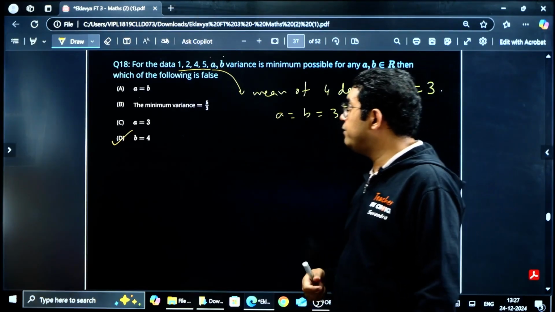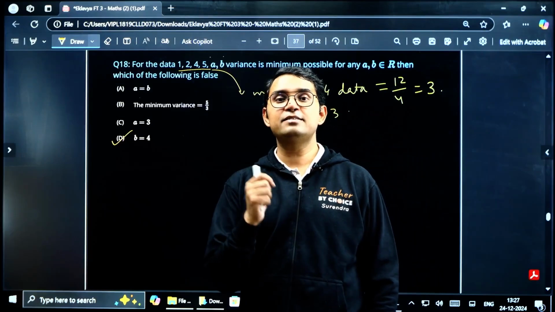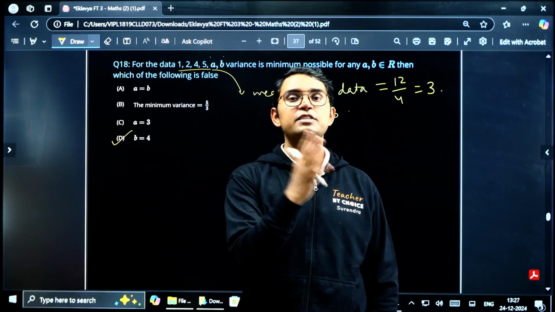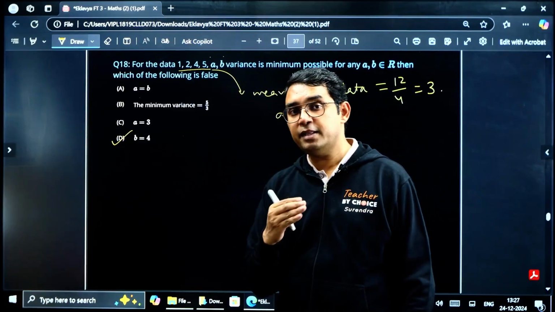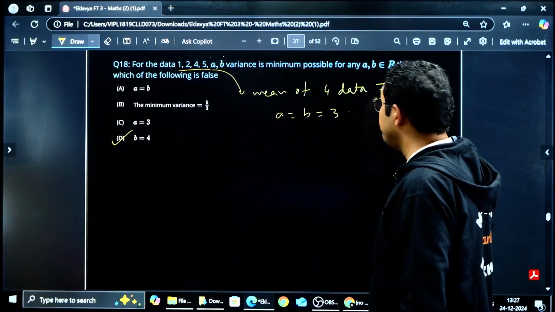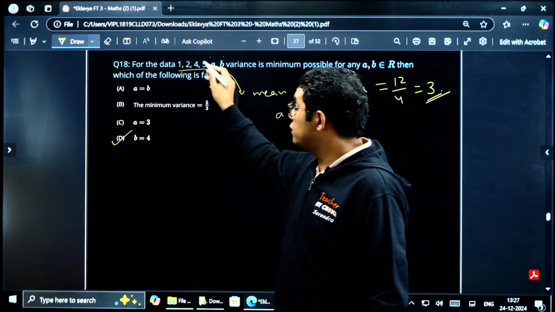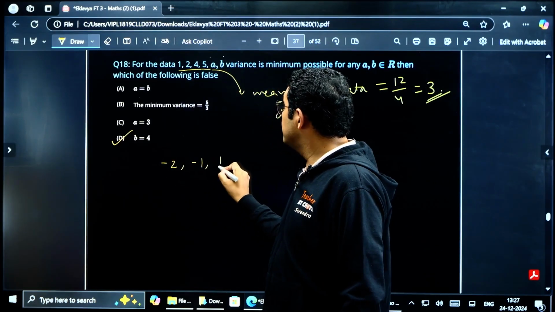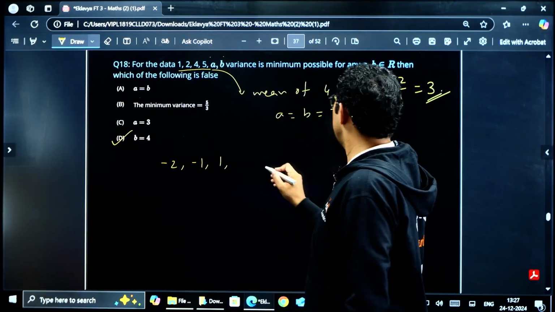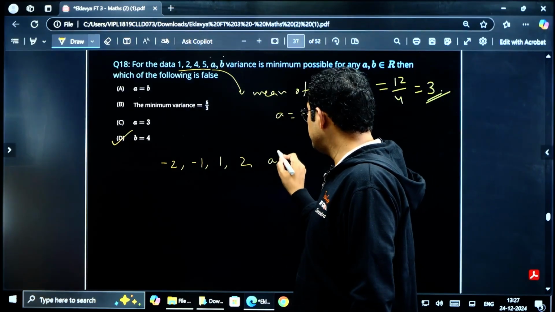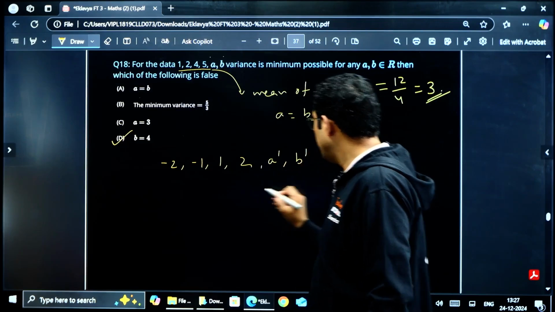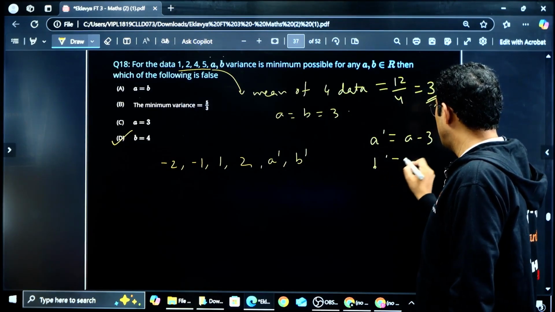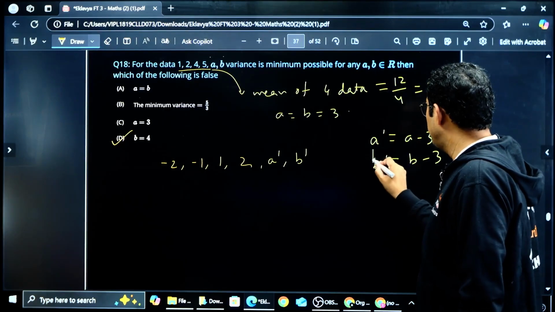To do this, I'll use the property that variance doesn't change if you add or subtract a fixed number from the entire data. So here I will be subtracting 3, which is the mean of the first 4 data, from the entire data. So if you subtract 3, my first data will be minus 2, then minus 1, then 1, and then 2. And then it is A dash and B dash. Here A dash is equal to A minus 3 and B dash is equal to B minus 3.